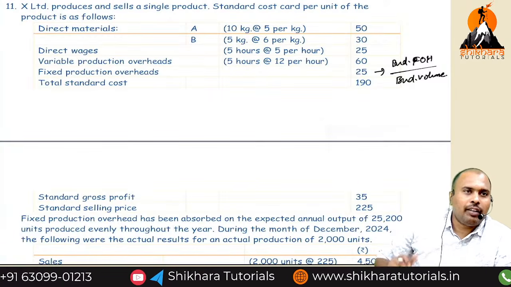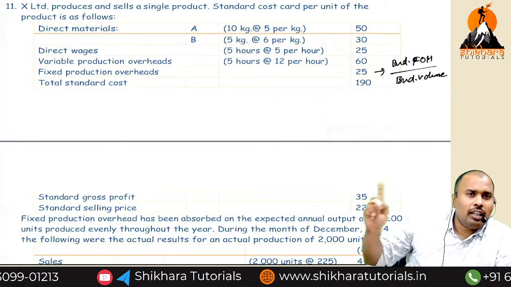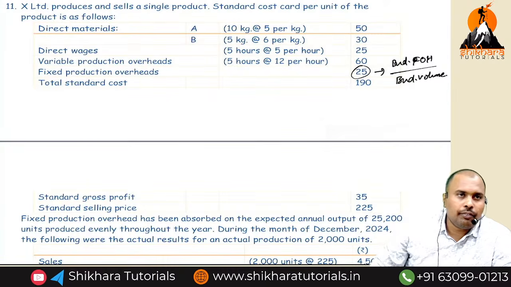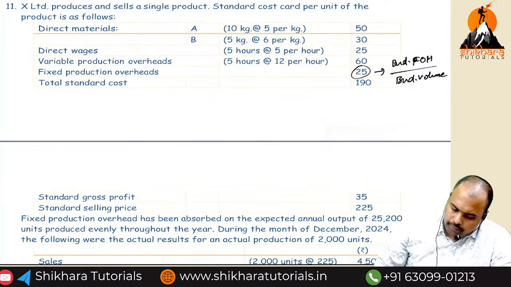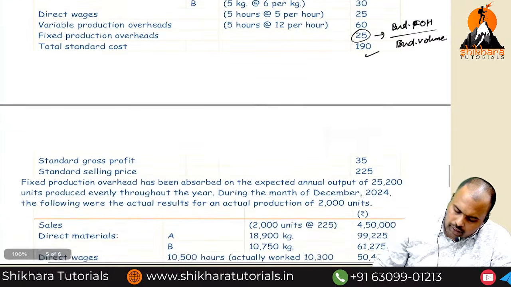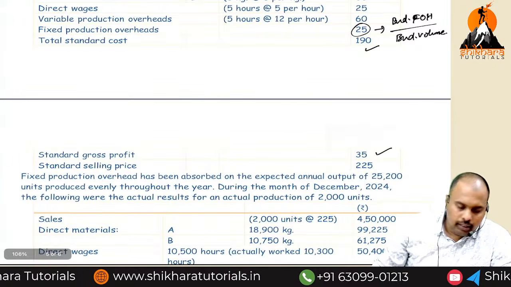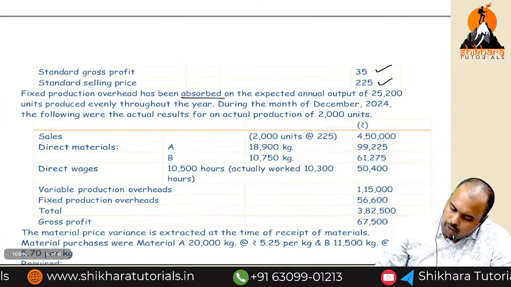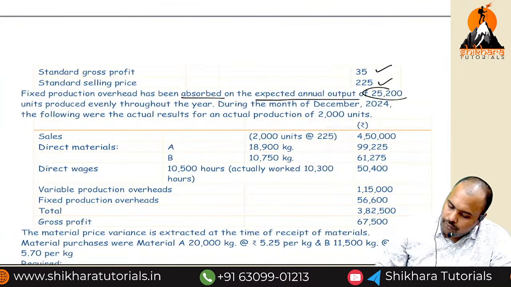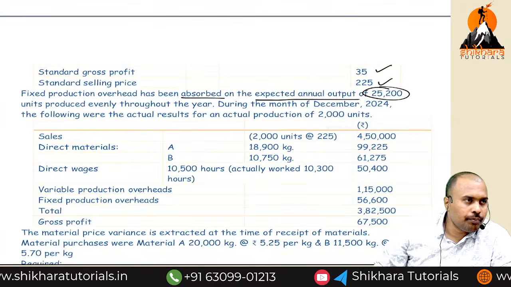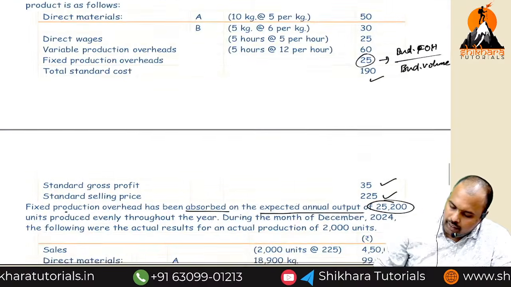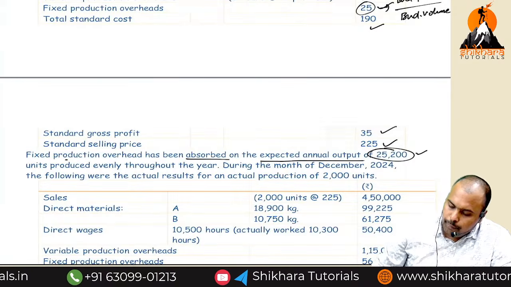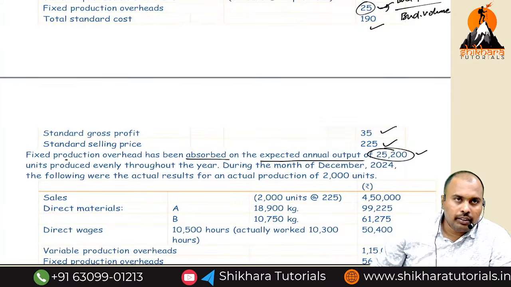Understood? With actuals, how can I find out at the beginning? Because actual units will be known only at the end of the period. So this 25 we get by budgeted fixed cost divided by budgeted units. Total standard cost is 190, standard profit per unit is 35, and standard selling price is 225. Fixed production overheads have been absorbed on the expected annual output of 22,500. This is nothing but budgeted volume. Fixed production overhead is calculated using budgeted production of 25,200. So these are budgeted units.